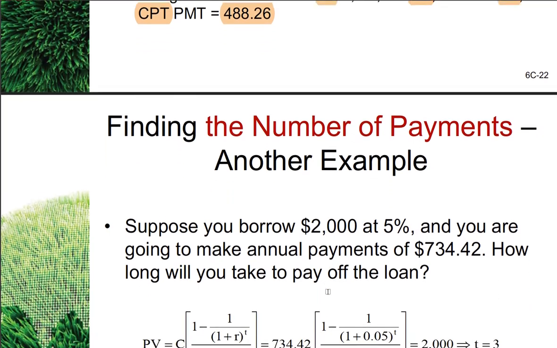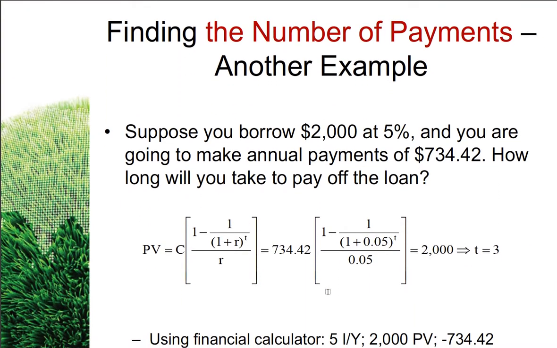Alright. When you see number of payments, when you do the loan, you can know how many times you need to pay the loan, how long you will pay the loan. So when you see the question, suppose you borrow 2,000 at 5%, you are going to make an annual payment of 734.2. So you have 2,000, you have this interest rate, you have the annual payment.